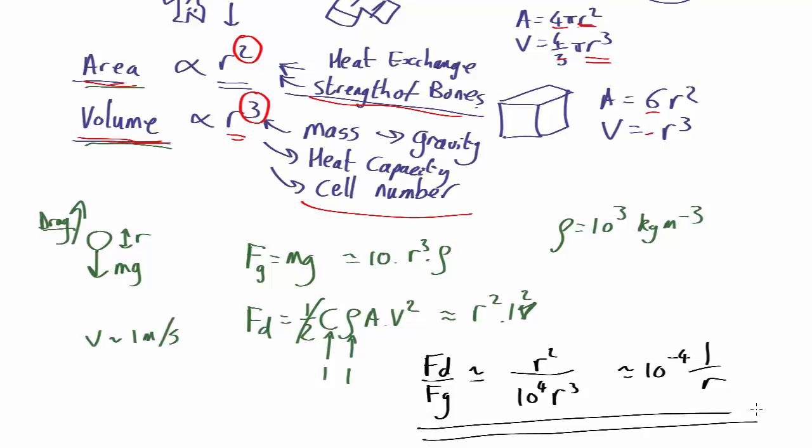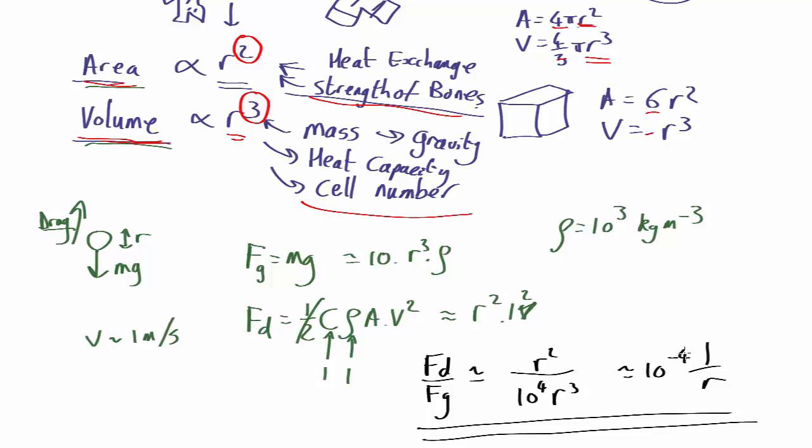So what's this telling us? It's telling us if you have something with the size of about a meter, so a sheep, say, and you drop it at 1 meter per second, drag is going to be irrelevant. It's going to be 10 to the 4 times less than gravity, so your sheep will drop pretty fast. So don't drop sheep out of office windows, please.